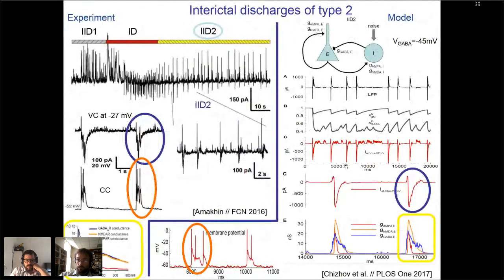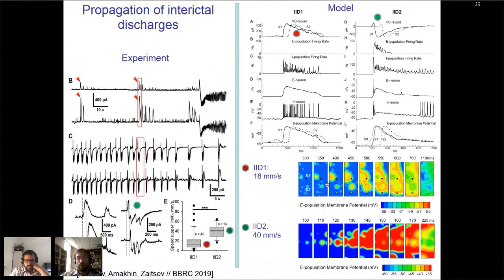What determines the timing of these discharges is mainly synaptic resource. Synaptic resource runs out during a single discharge, and then it recovers between the discharges. As to propagation, we model propagation in a two-dimensional domain, and we observe first spontaneously originated clusters, and then waves, and these waves propagate with a velocity of a few tens of millimeters per second. IID1 is slower than IID2. We compare delays when we record at two sites with two imaginary electrodes in the model, and compare with what we see in experiments, and it is pretty similar.